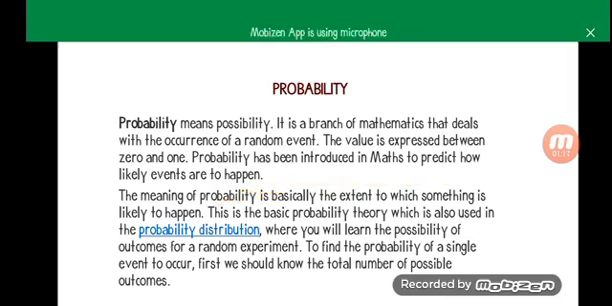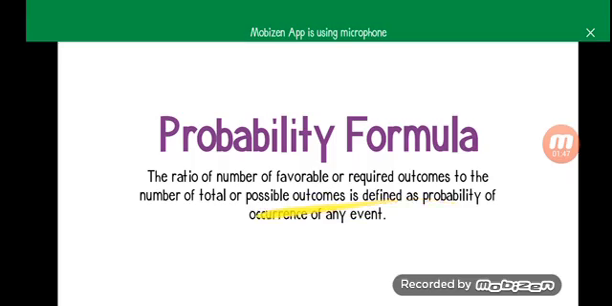So I said here that probability means possibility. It's a branch of mathematics that deals with the occurrence of a random event. Now, the word random means that something is not steady, right? It happens in different ways. So when you say an event is random, it's not steady, it's not definite, it's not a given event, it's not something that will happen immediately. It's something that can happen this way today and happen this way tomorrow. So that's just what it is.